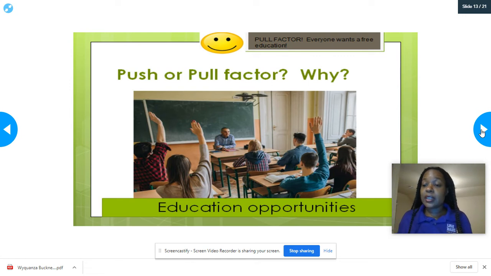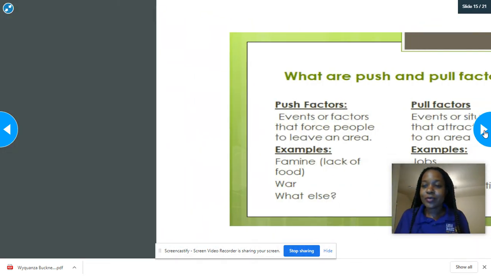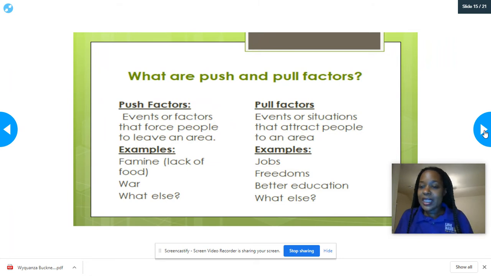Education opportunities. All right. To have a free education is very good. And here in America, we do. So that's a pull factor. I'm pulling that in. I want a free education up until 12th grade. So again, just to reiterate, push factors push you away. It's events and factors that force people out of an area. Pull factors are those situations that attract people to an area. They pull them in. Hey, they like it.